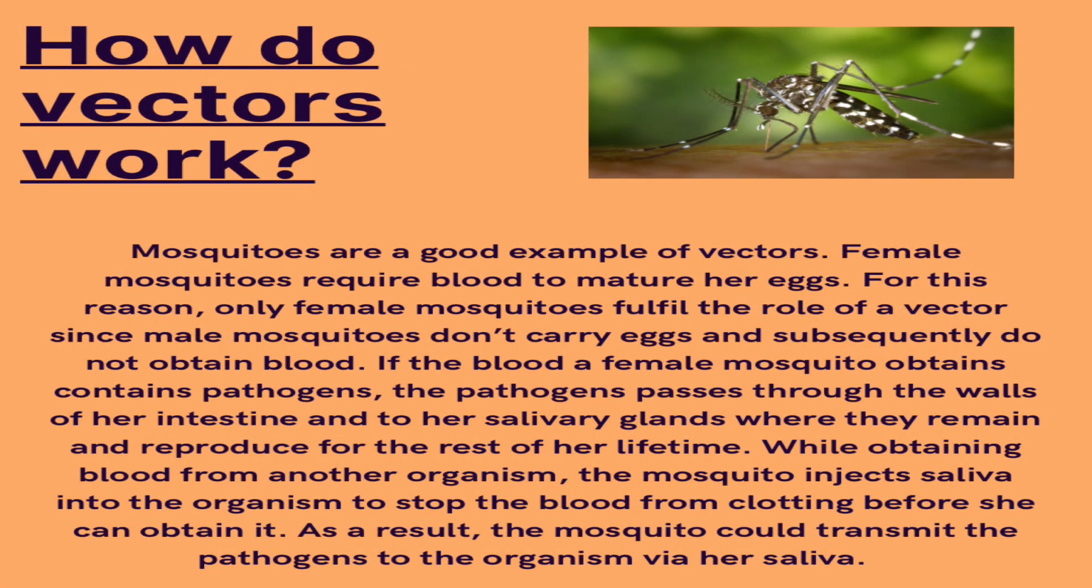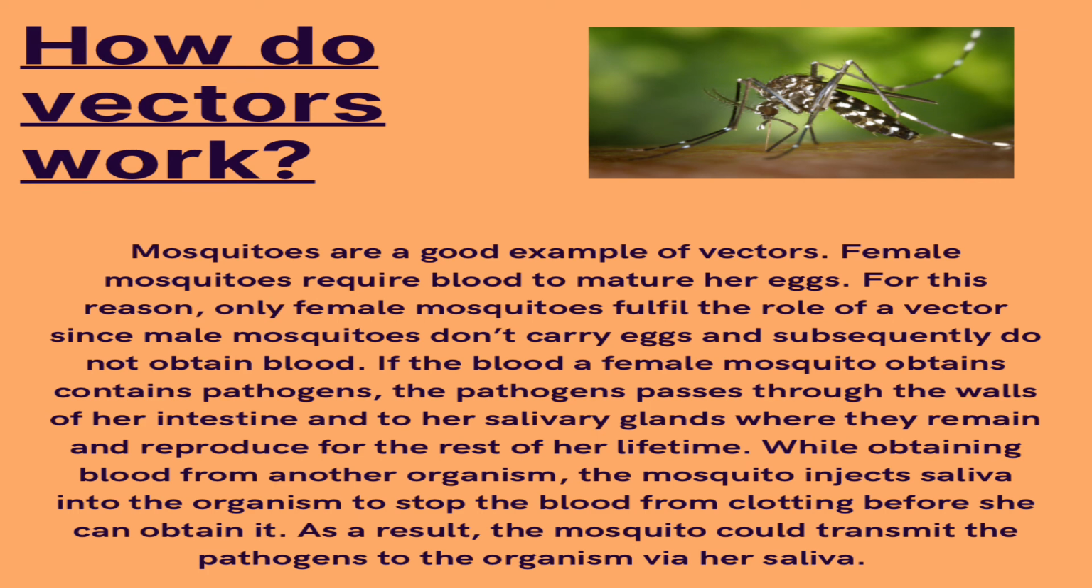How do vectors work? Mosquitoes are a good example of vectors. Female mosquitoes require blood to mature her eggs. For this reason, only female mosquitoes fulfill the role of a vector, since male mosquitoes don't carry eggs and subsequently do not obtain blood. If the blood a female mosquito obtains contains pathogens, the pathogens pass through the walls of her intestine and to her salivary glands, where they remain and reproduce for the rest of her lifetime.